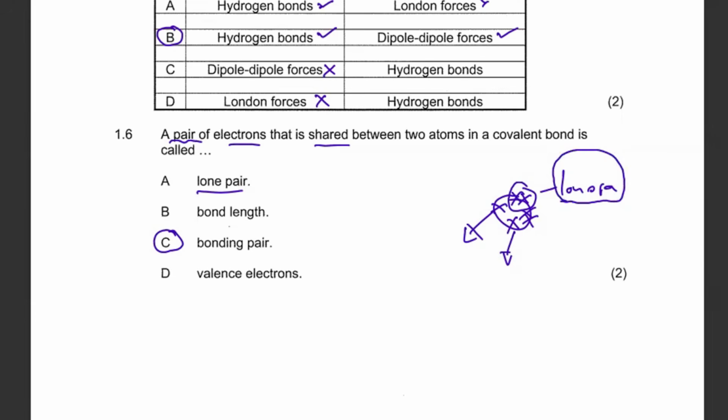Then the bond length is out, and then the valence electrons, remember, are those electrons found on the outer shell. So having said that, the correct answer is going to be the bonding pair.